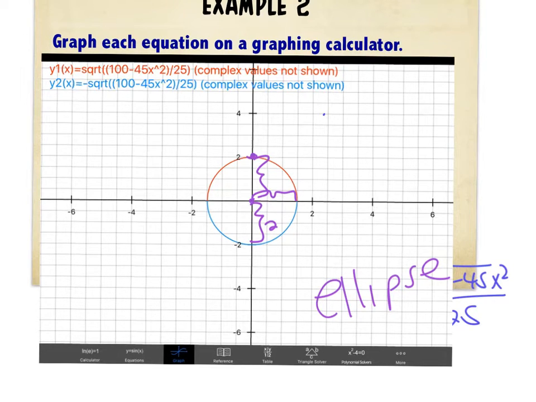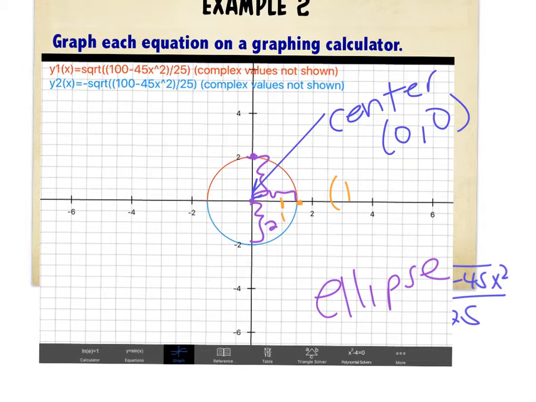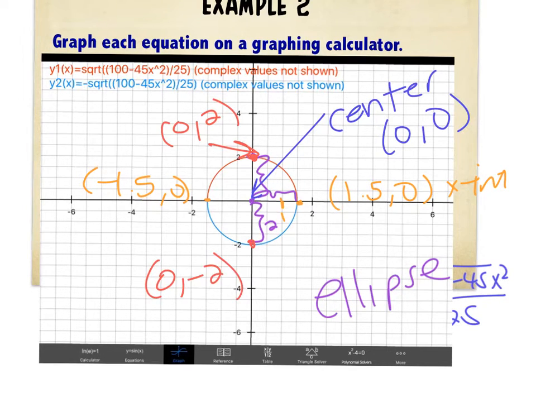So on this graph, the center is at 0, 0. And then you've got two x-intercepts. One here, which if this is 1, that's 1.5. So 1.5, 0. And over here, negative 1.5, 0. Those are your x-intercepts. And then you have two y-intercepts as well. Up here at 0, 2. And down here at 0, negative 2. Okay, so we'll finish the notes for this on Monday.